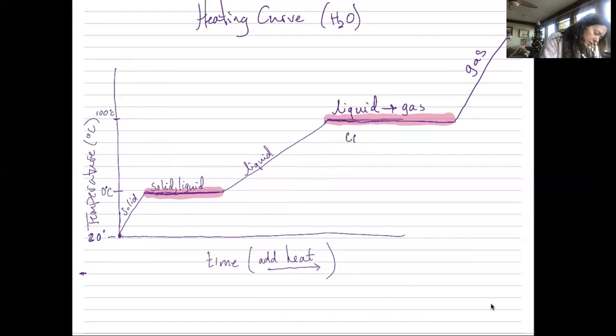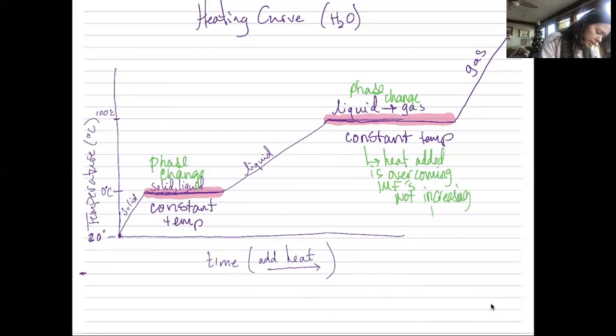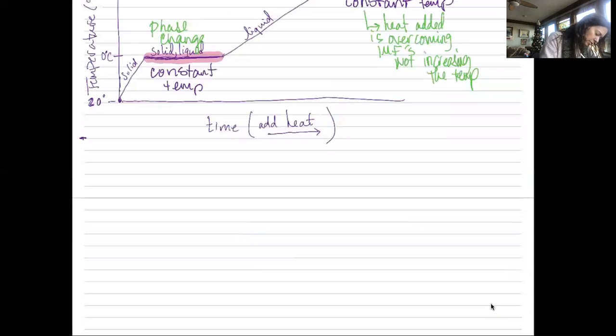So a couple things to note is that wherever we have our flat lines and a constant temp is where we also have our phase change. So what you see is during the phase change, the temperature does not change. So as you're boiling your water, it does not get any hotter. Yes, you're adding heat, and you're constantly adding heat. The heat added is overcoming intermolecular forces, not increasing the temp, right?